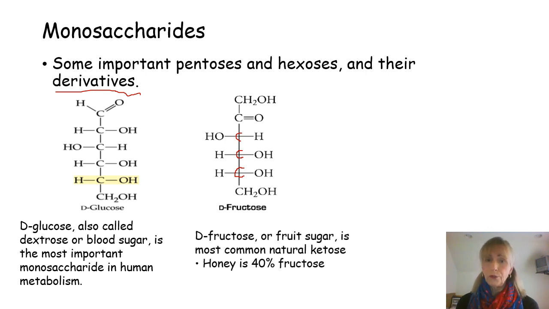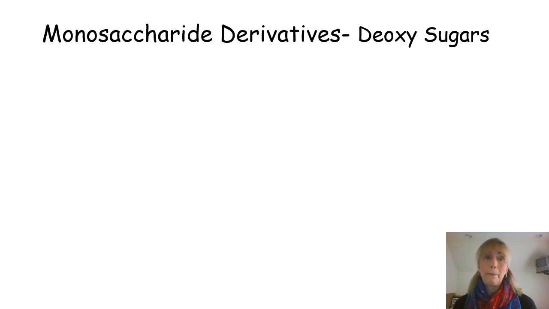D-fructose, also known as fruit sugar, is the most common natural ketose. For instance, honey, you're all familiar with honey, is 40% fructose. Did we classify it? 1, 2, 3, 4, 5, 6. So it is a ketohexose. Those are the 2 most important ones that you need to be familiar with right now.